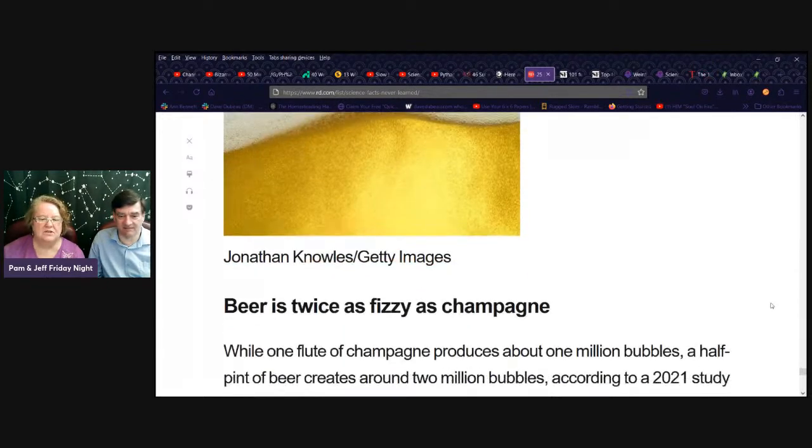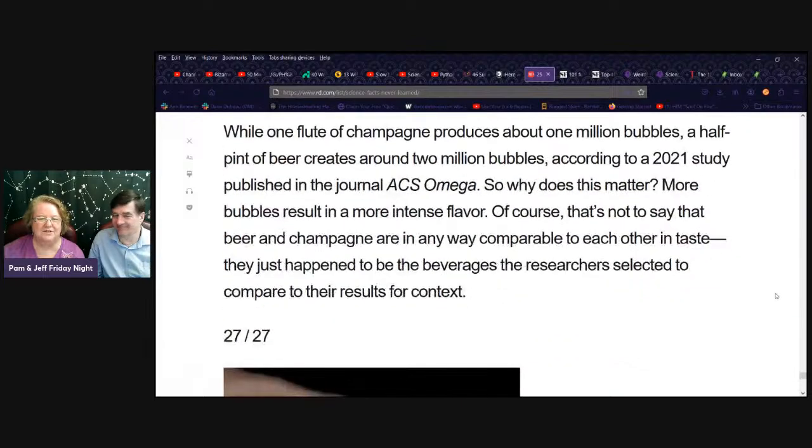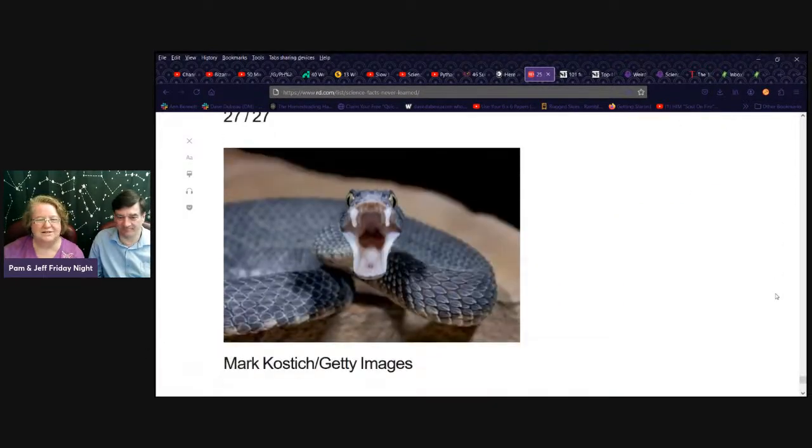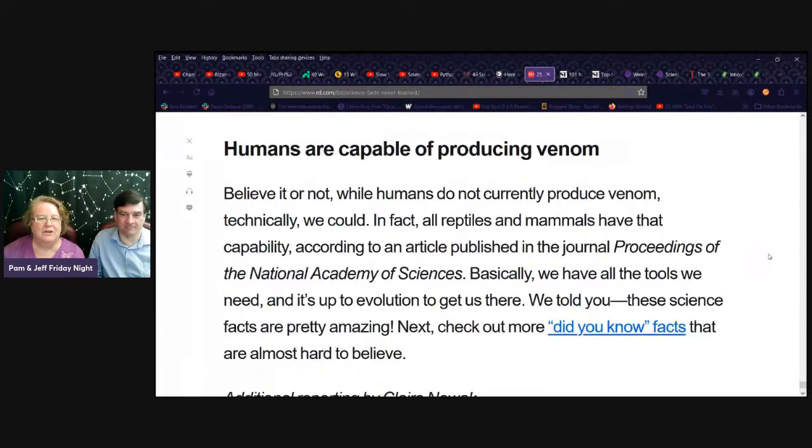Okay. Beer is twice as fizzy as champagne. So when you break out the bubbly, you might want to say which one. Humans are capable of producing venom. How crazy is that? Believe it or not, while humans do not currently produce venom, technically we could. In fact, all reptiles and mammals have that capability.